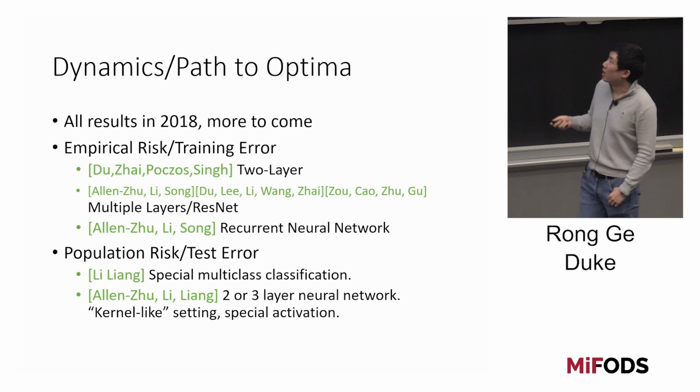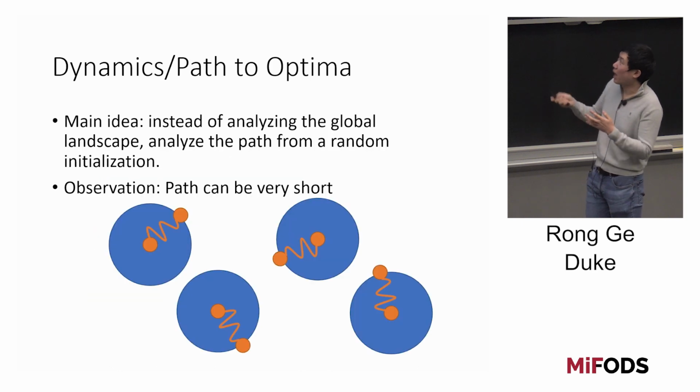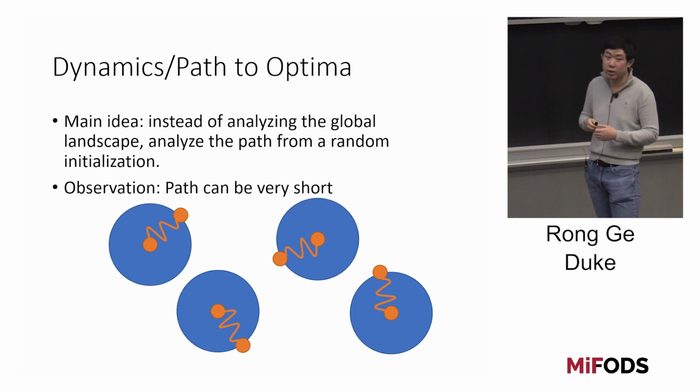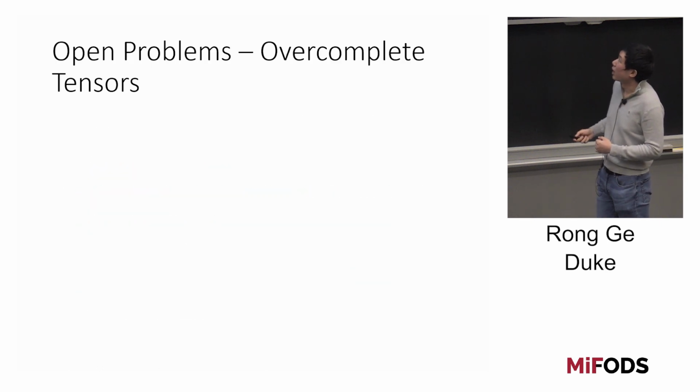But for all of these cases, the common idea is that you can analyze the path from a random initialization to the optimal solution, and the optimal solution you converge to is going to be super close to your random initialization. Okay, so I'm going to end.